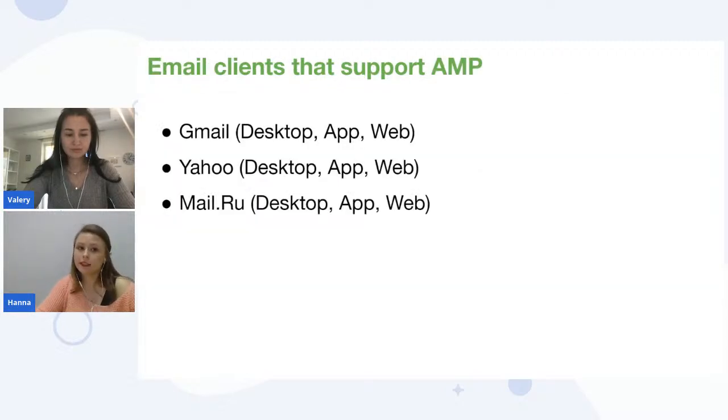So what email clients support AMP? For now, it's Gmail, Yahoo, and Mail.ru, all desktop, app, and web. You probably have a question: what should I do if I don't know what email clients my clients use? This is a pretty reasonable question, because what should you do? You might think, send one email in HTML or send an AMP HTML, or at the same time send HTML, duplicate my emails, or what's going to happen?